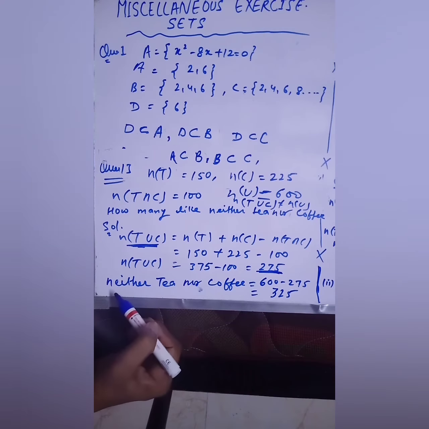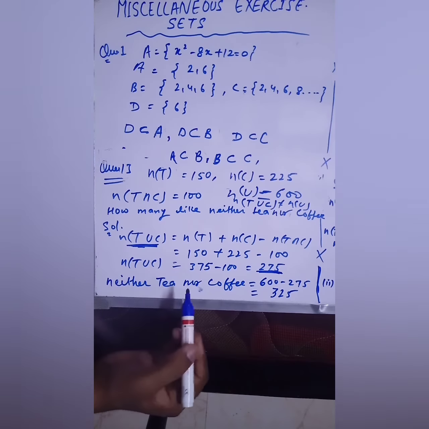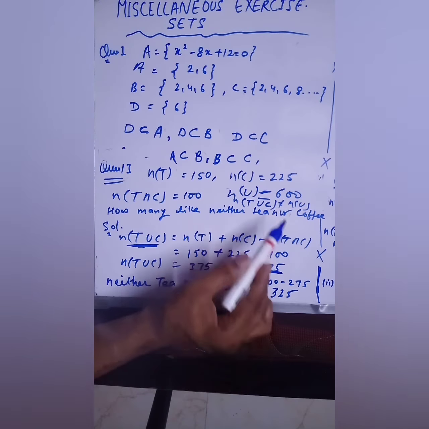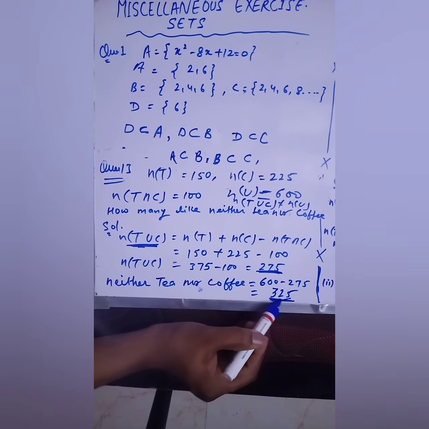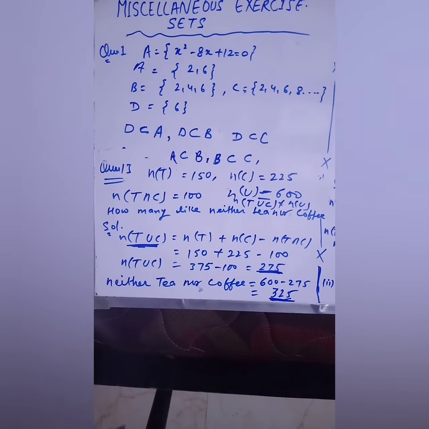Fine. So the number of students who don't like tea or coffee: the total survey was 600, so 600 minus 275 would be 325. So this is the number of students who don't like tea or coffee. Got it? Okay. I think this question is clear.